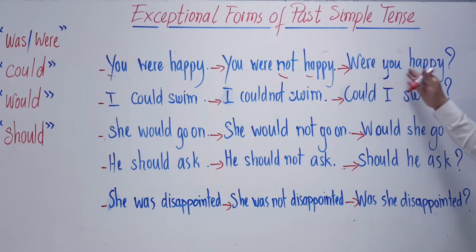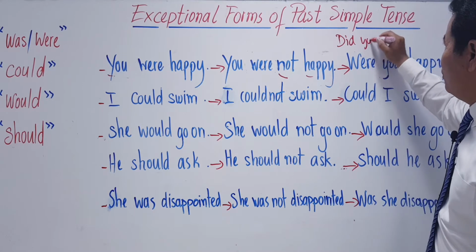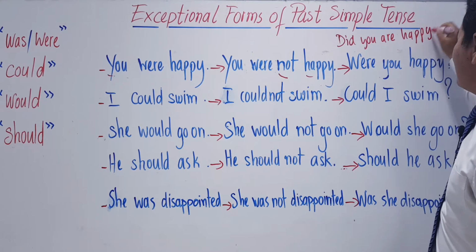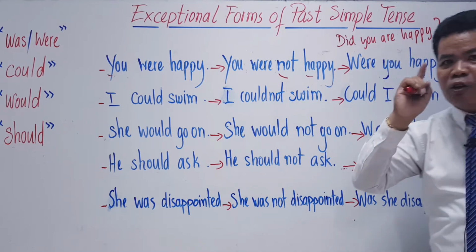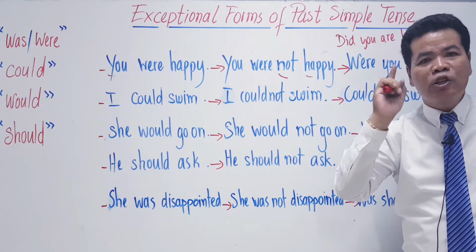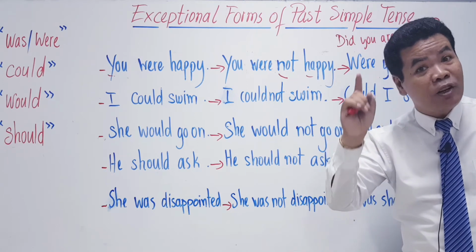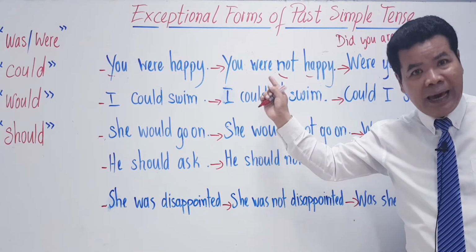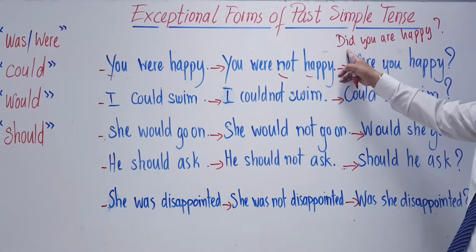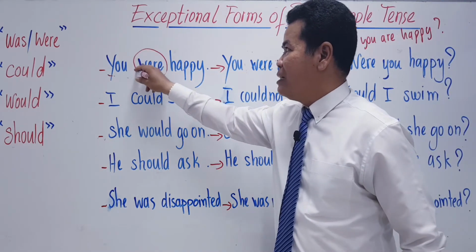Were you happy? You cannot use did, you, happy. You cannot say like that. But as the normal rule, it's the correct one. Okay? As the normal rule, as the normal form, it's the correct one, all right? But it is not the normal rule. It is the exceptional case. Exceptional forms, right? So you cannot use did as the helping verb anymore because were is the part of verb to be in the sentence.